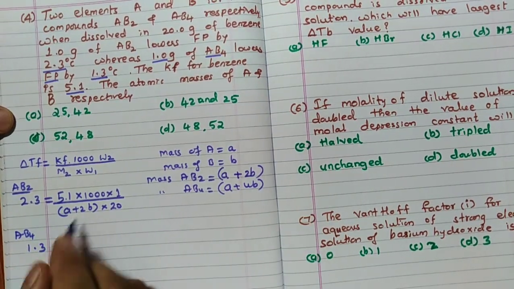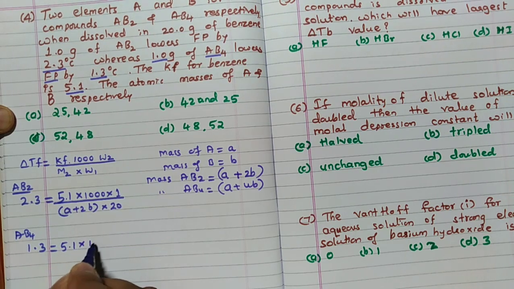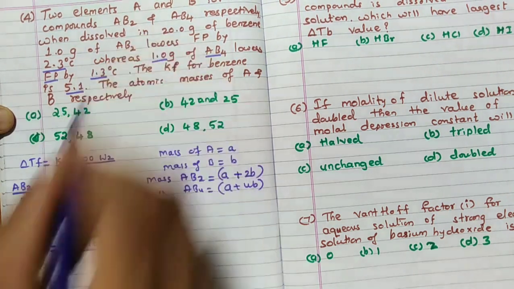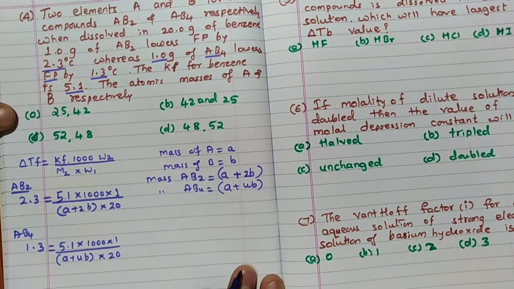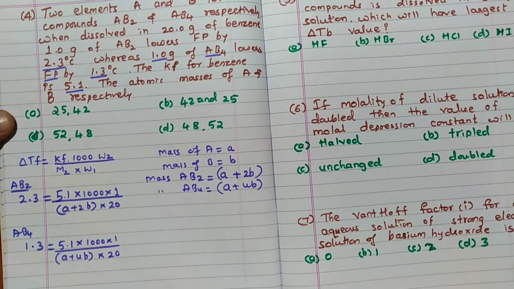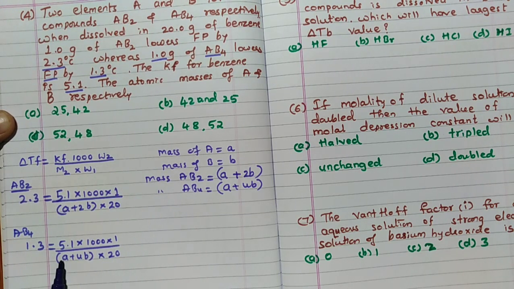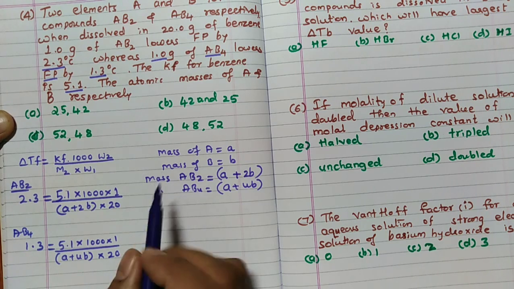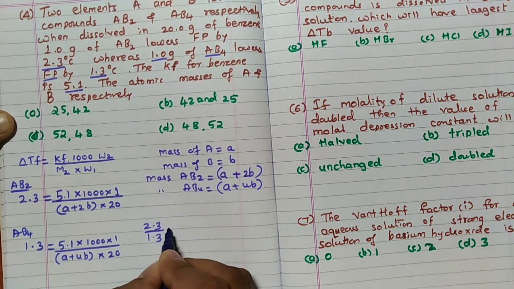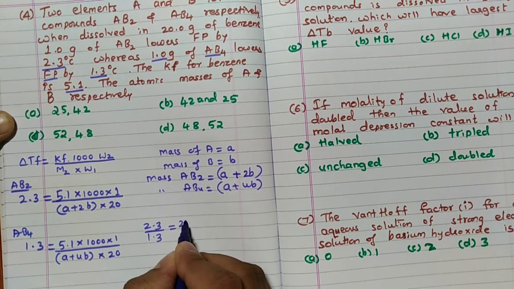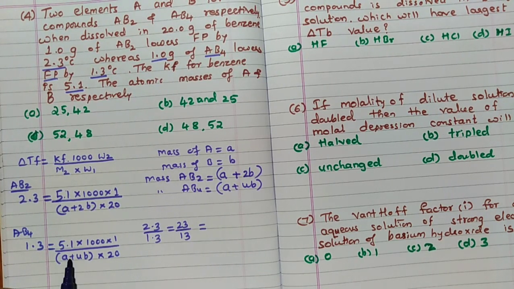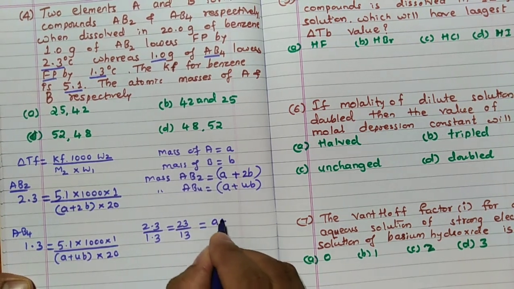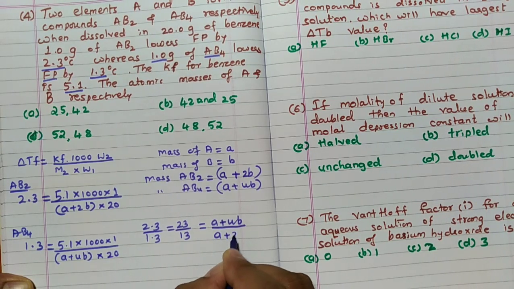Then for AB4 it is 1.3. Correct? Is equal to 5.1, constant, 1000 constant, 1 constant. See here. So A plus 4B this time, into 20 constant, because this is also 20 gram only. Same solvent they are telling. Now solve these two. Solve these two means what? This divided by this will do. When you do this divided by this, 5.1 gets cancelled, 1000 gets cancelled, 1 gets cancelled, 20 gets cancelled. So here I can write 2.3 divided by 1.3 is equal to, this can also be written as, remember, 23 divided by 13. Both are the same. Is equal to, denominator of the denominator comes to numerator. Hence I can write this as A plus 4B divided by A plus 2B.